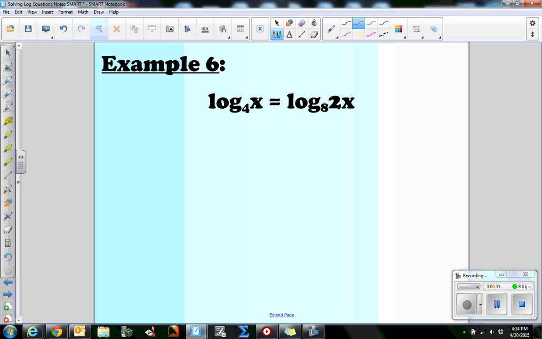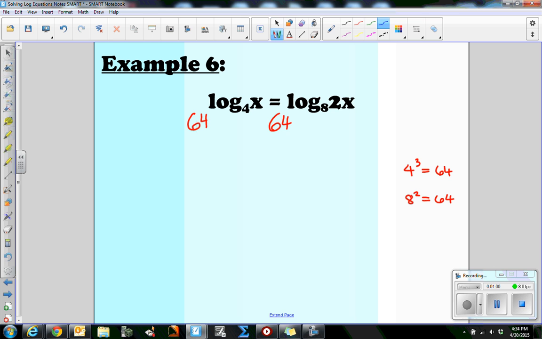We're thinking about a 4 and an 8, and we want to come up with a number that is both a power of 4 and a power of 8. For example, 4 cubed is 64, and 8 squared is 64. 64 is a power of both 4 and 8. So I'm going to exponentiate both sides with a 64. How does that help us?